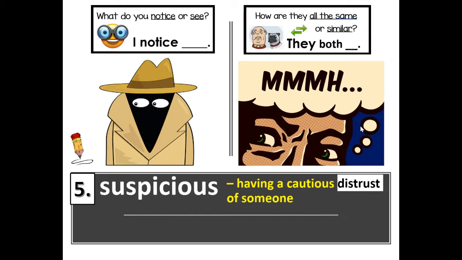Suspicious means having a cautious distrust of someone. So, if you're suspicious of someone, you distrust them. You are cautious around them. You're looking at them and wondering what they're up to. Suspicious. Having a cautious distrust of someone. So, after you write suspicious, a synonym could be distrust.